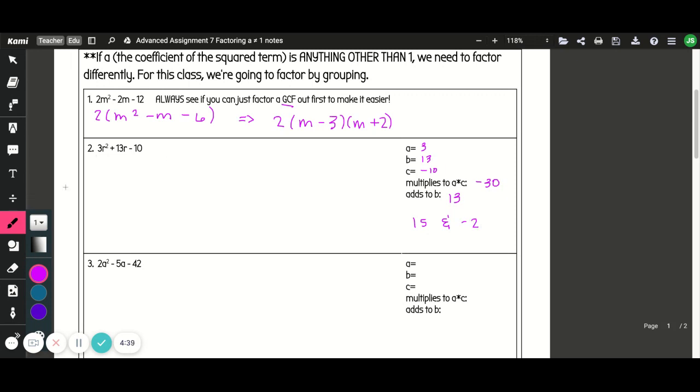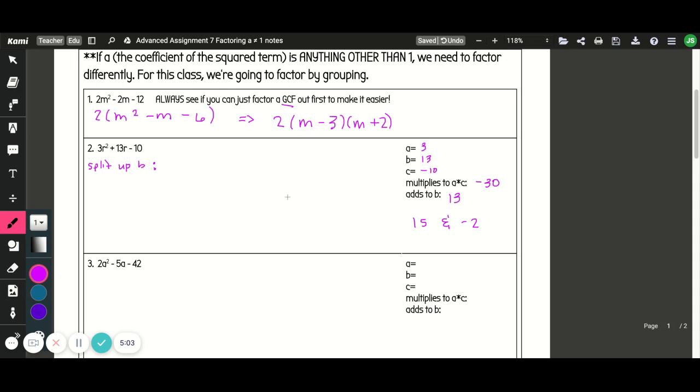Okay. So our first step is that we are going to use these two numbers to split our middle term, to split up our B term. So I'm going to try for this first one to write the directions in here really little. So you have them to refer back to later if that is helpful to you.